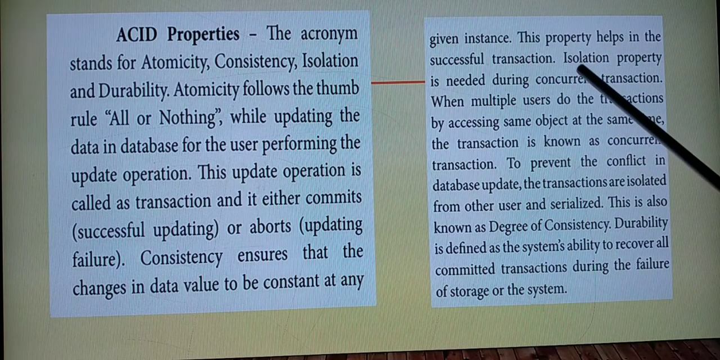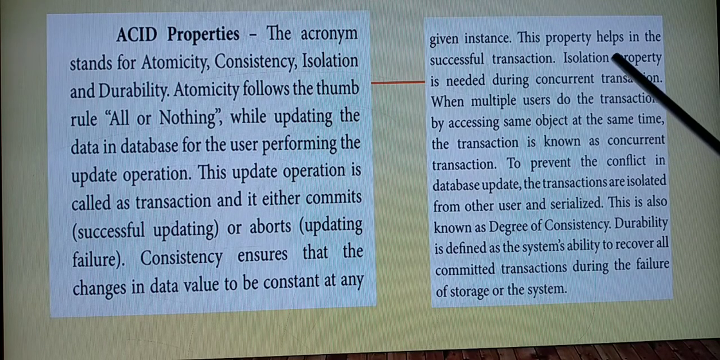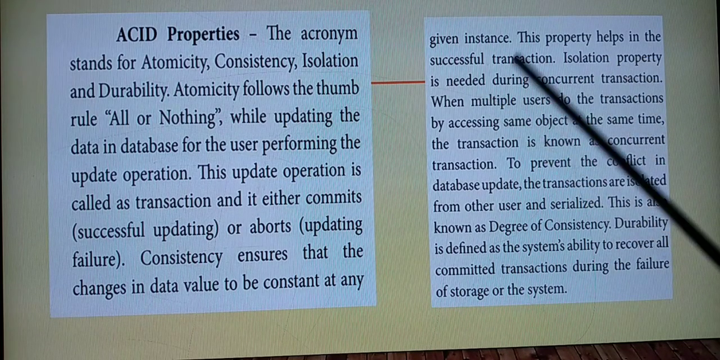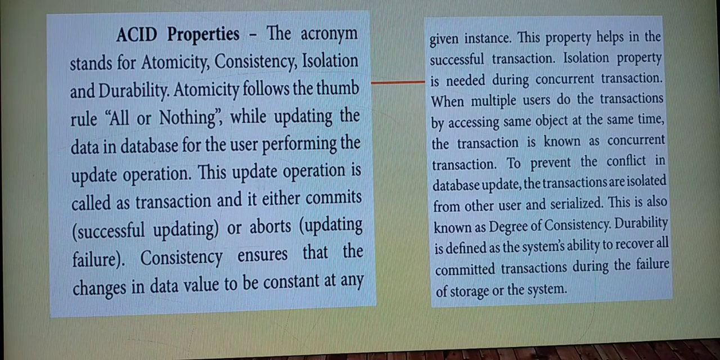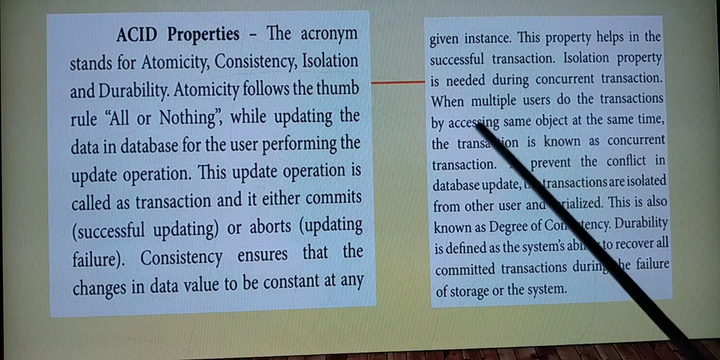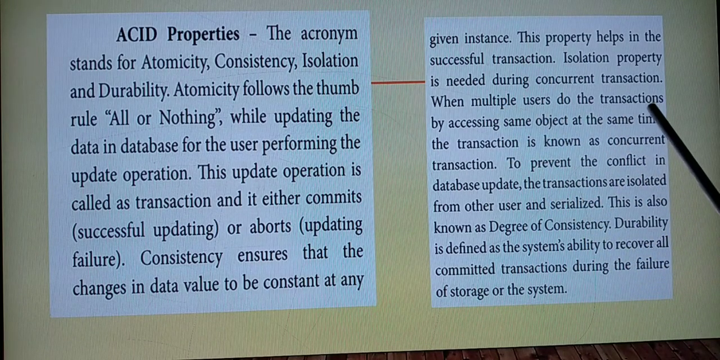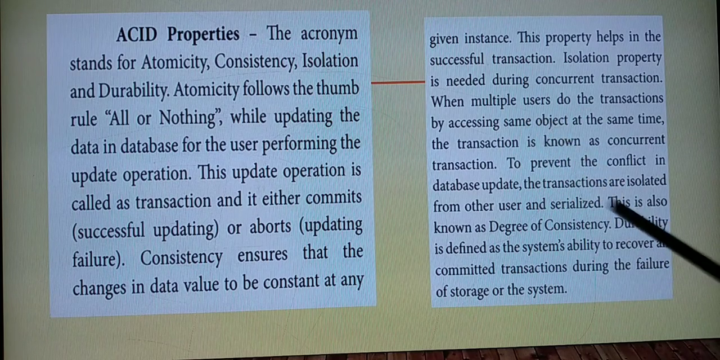Next, you have the isolation property. Why is it needed? During concurrent transactions. Concurrent means at a single time many users are going to use the same data. When multiple users do transactions by accessing the same object at the same time, the transaction is known as a concurrent transaction. And next, you have durability.